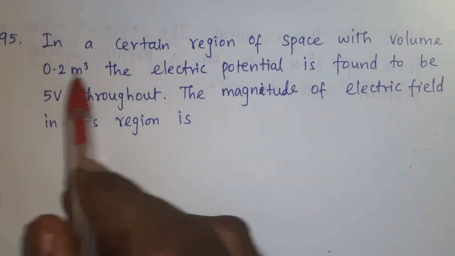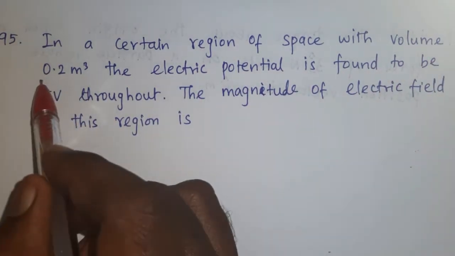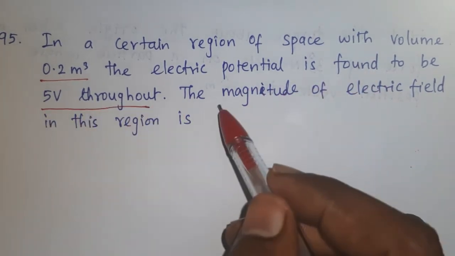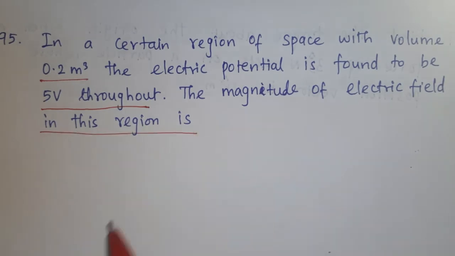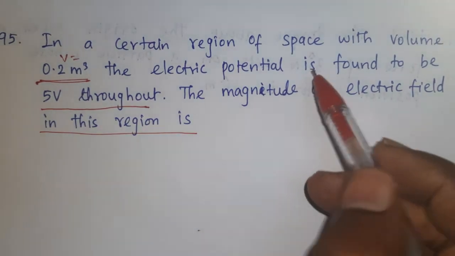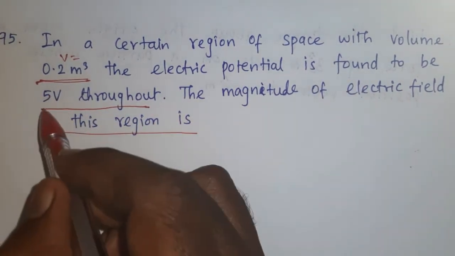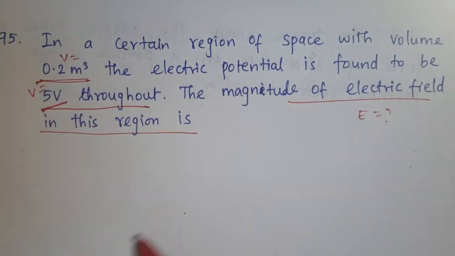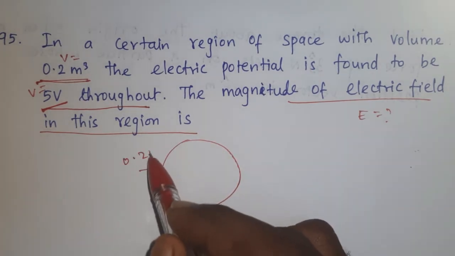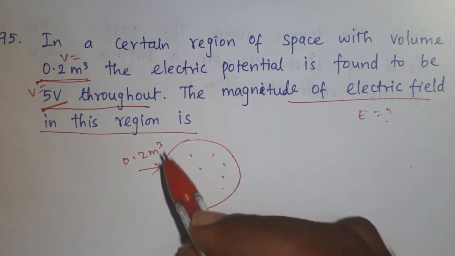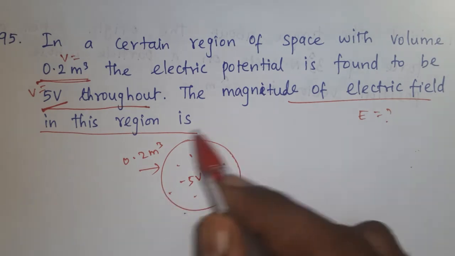Question number 95. In a certain region of space with volume 0.2 meter cube, the electric potential is found to be 5 volt throughout. The magnitude of electric field in this region. So the volume of the space given is 0.2 meter cube. Then the potential is found to be 5 volt throughout. So voltage is 5 volt. Then what is the electric field E they are asking. For example, this is a space. In this space the volume is 0.2 meter cube. Here everywhere throughout this volume the potential is the same. So everywhere 5 volt. So no change in the potential.